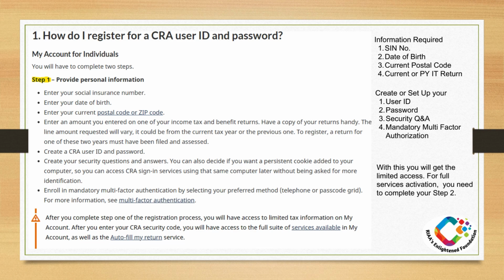That is, you will set up your user ID, your password, the security question and answers, and the mandatory multi-factor authorization. It will ask for the amounts provided on different line numbers in your filed tax return, so it is necessary to keep your filed tax return handy with you. With the completion of this step 1, you will get limited access to your CRA My Account. For full services activation, you need to complete your step 2, which will be explained in the next slide.